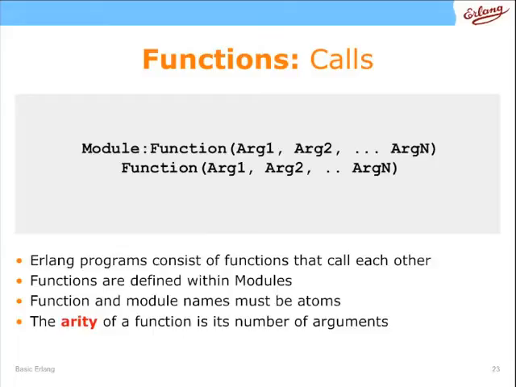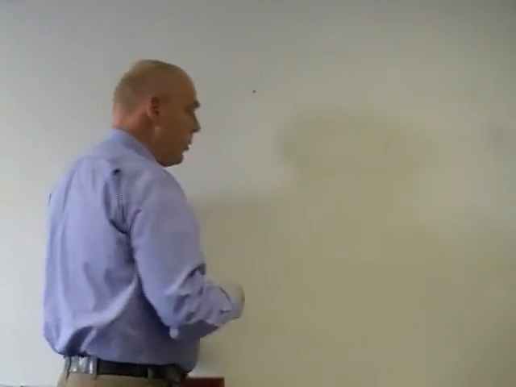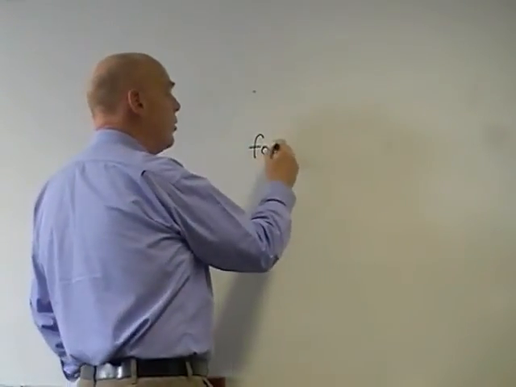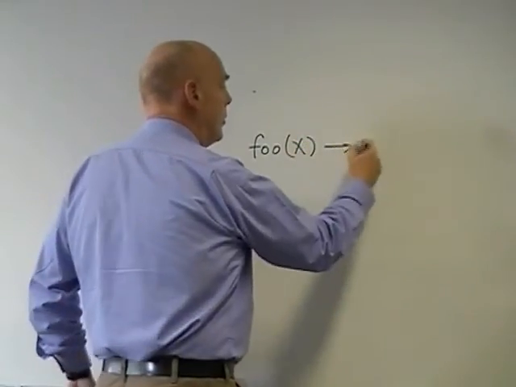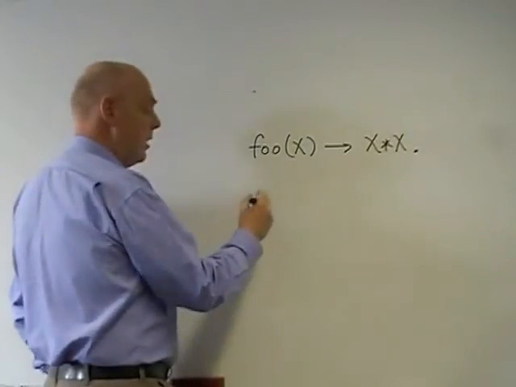But one thing to be aware of is that a third thing is significant about a function. It lives in a module, it has a name, but also another thing that is significant is the arity of the function. So we can define a function foo of x. Foo of x returns x squared.